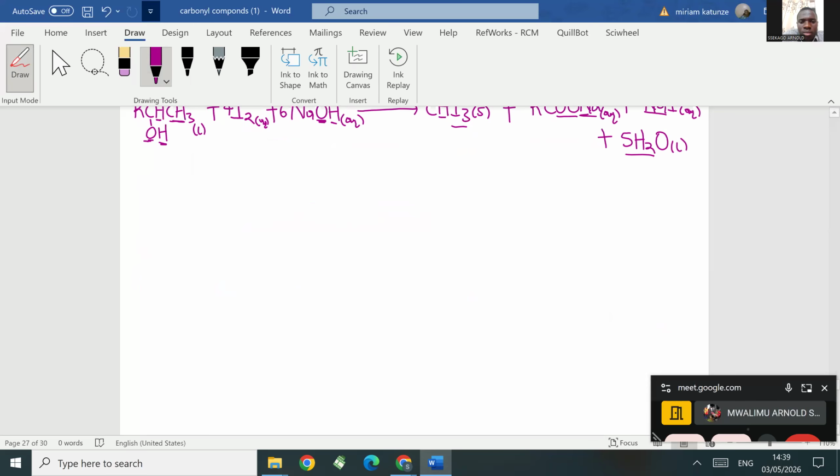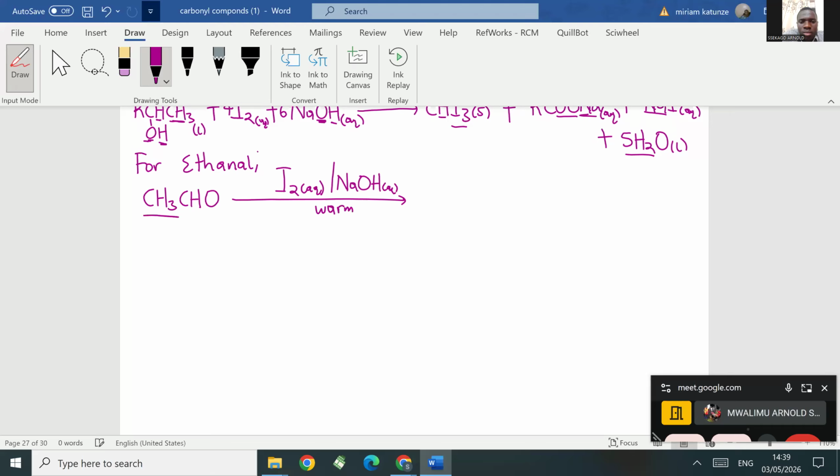Also, earlier on I mentioned that ethanal and ethanol undergo this kind of reaction. For ethanal, you have CH3CHO with the iodine in presence of sodium hydroxide on warming. Iodine picks the CH3, so we get CHI3.